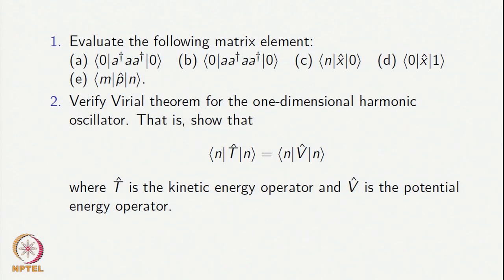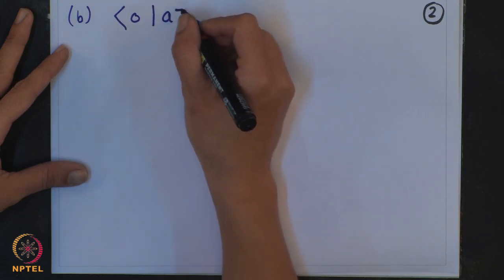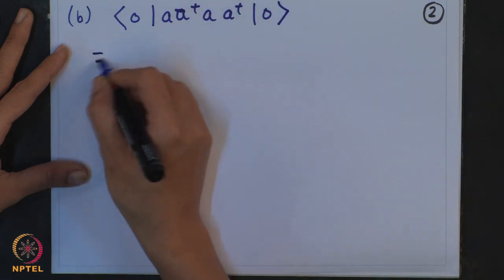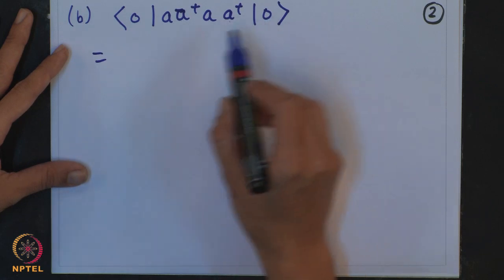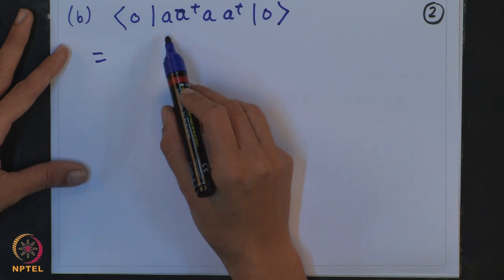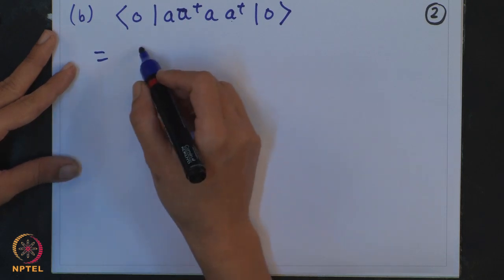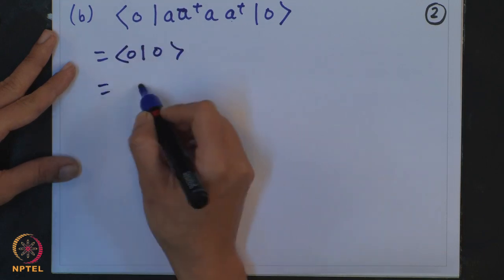In the second problem, you have 4 ladder operators. Part B, you can similarly obtain A, A dagger, A, A dagger. So, when A dagger is operated on 0, I will get the 1 state, then again I will come back to the 0 state, then again the 1 state, and then again I come back to the 0 state. If you solve it the way we did for the first problem, we will have 0 with 0, that is 1.